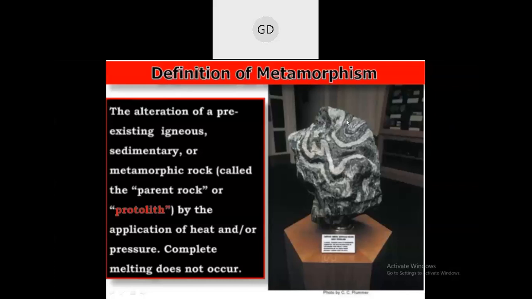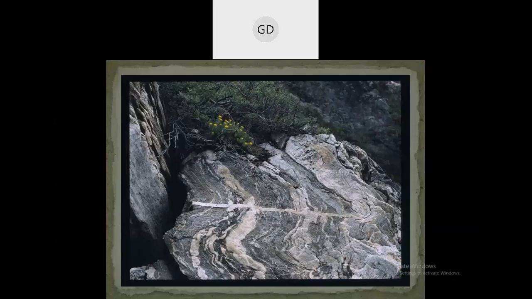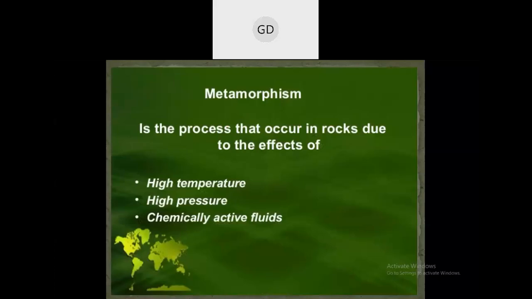So this is a picture of a kind of metamorphic rock. It looks like this. I already explained, this is due to some high temperature, pressure, and some chemically active fluid. This is the alteration that takes place in the original rocks. So this is the definition of metamorphism.